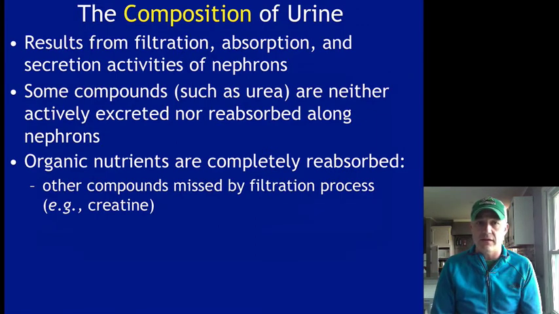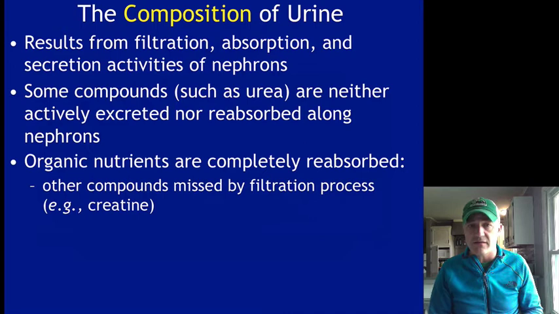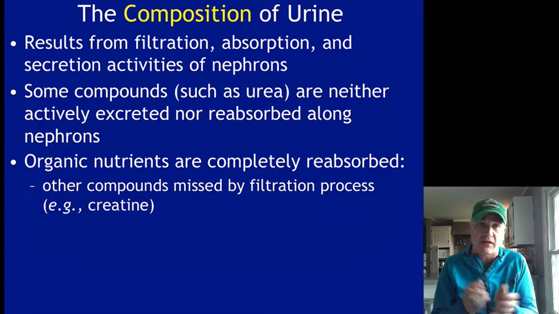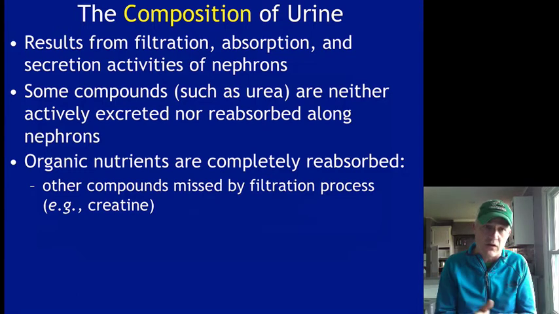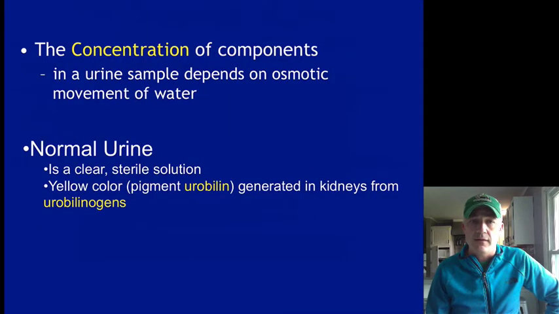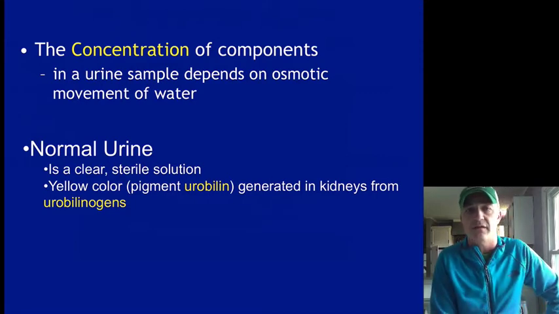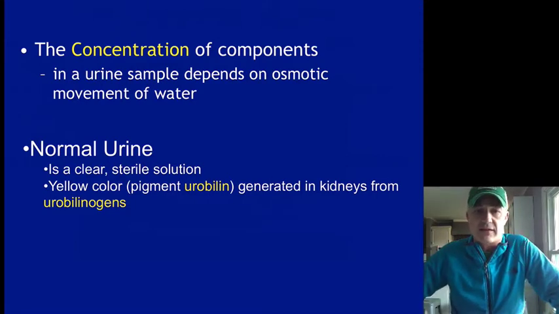So again, urine results from those filtration, absorption, and secretion activities. Most compounds being excreted into here are waste products. We're trying to concentrate those and make sure stuff that we don't want, so certain metabolites, certain nutrients we don't want to become part of the urine, are fully reabsorbed. Really, what ends up in the urine depends a lot on gradients and other things like that.